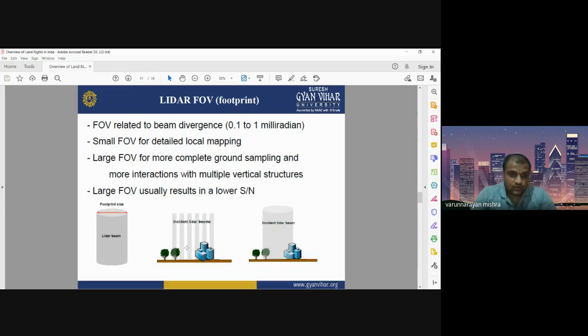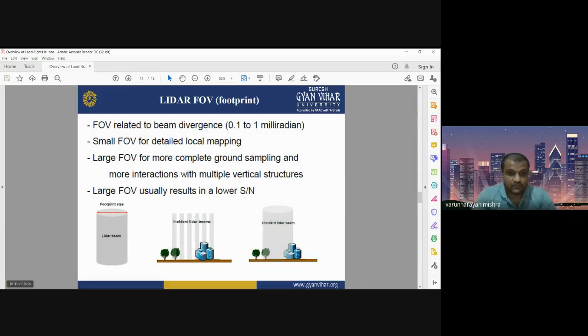So field of view is very important in the case of lidar. The information captured by the lidar is directly related to the size of the field of view, or you can say the footprint. A smaller footprint is very useful for detailed terrain mapping. A larger FOV means a lower signal to noise ratio. This is another complexity. If we use a larger FOV, it will result in a lower signal to noise ratio.